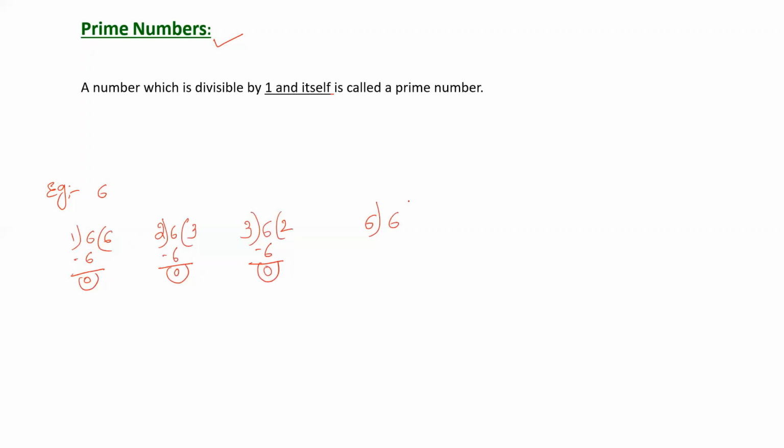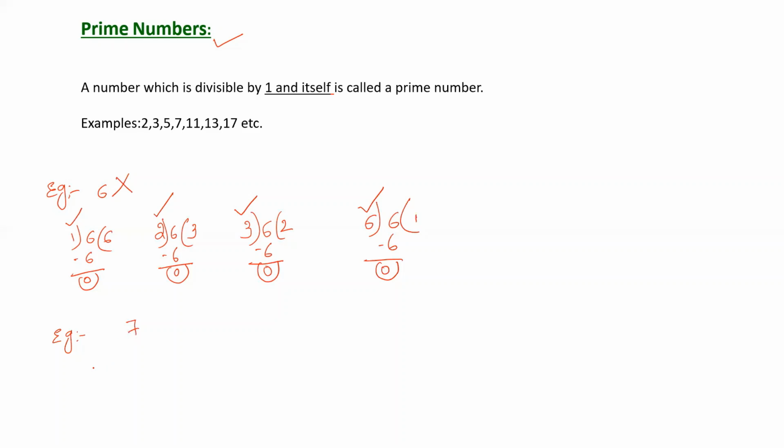Divide by 6. So 6 is divisible by 1, the number itself, 2 and 3. 6 is divisible by 4 numbers, so 6 is not a prime number. Take one more example.